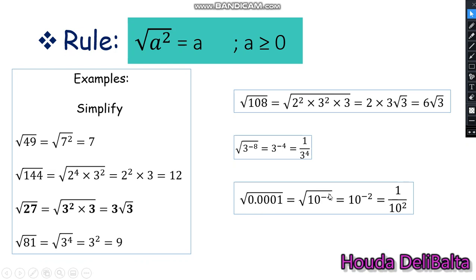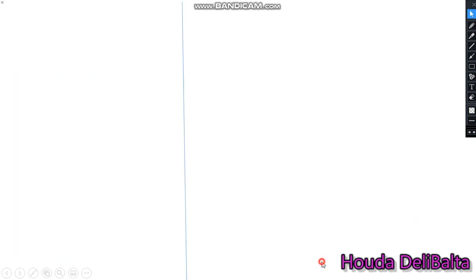0.0001 is decomposed as 10 to the power minus 4, or is written as 10 to the power minus 4. When dividing minus 4 by 2 outside, we will get 10 to the power minus 2, which is indeed also the reciprocal of 10 squared. It is 1 over 10 squared because we have a negative exponent.